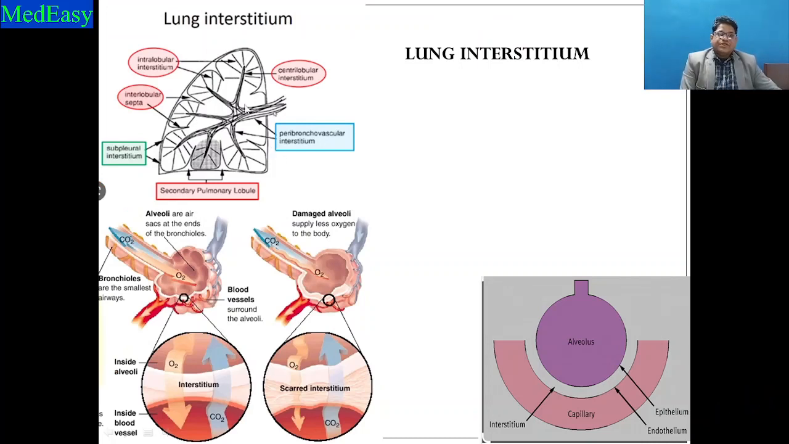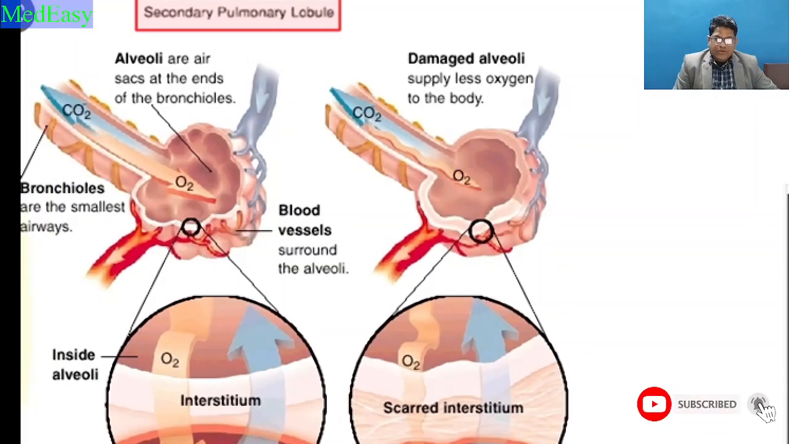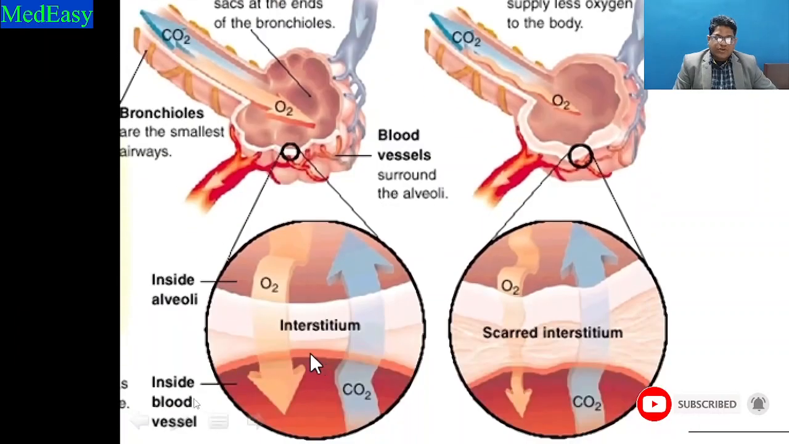Here we can see the lung interstitium, and normally oxygen comes in and CO2 is washed out. If you take a close look at this part to have a better understanding, this is the lung interstitium. This is your alveolar area, inside the alveoli, and this is the blood vessel or capillary area. If the interstitium is normal, at a normal thickness, all the oxygen coming to the alveoli goes into the systemic circulation, and the CO2 goes out into the alveolar space to be washed out.